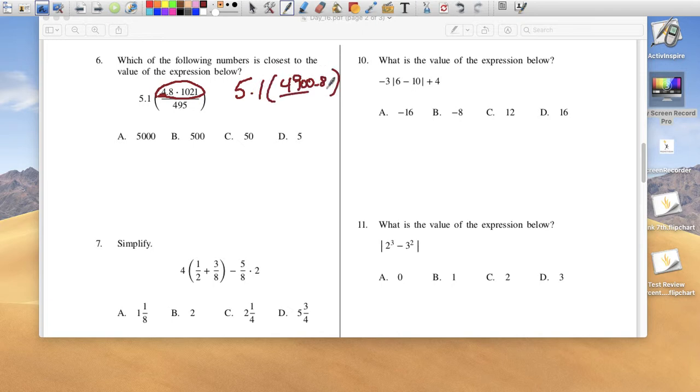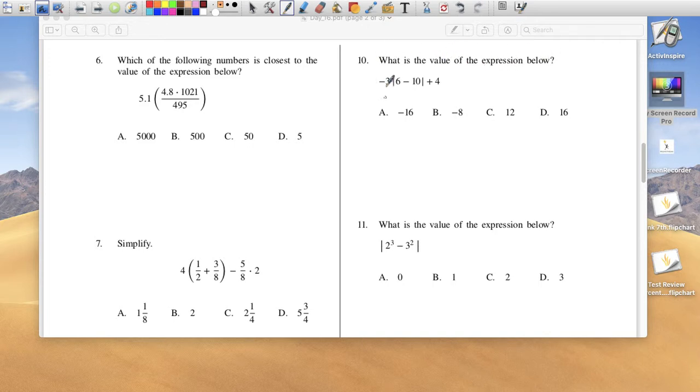4,900.8 divided by 495. So now let's divide those two, and you're going to get, rounded, 9.9. The 5.1 is still outside. If I multiply those two, times 5.1, I'm going to get about 50.49. So it's about that. There you go.